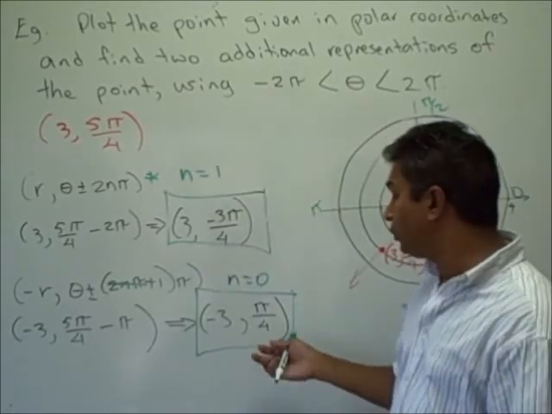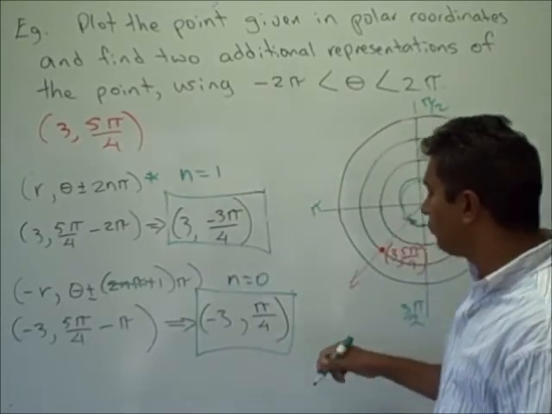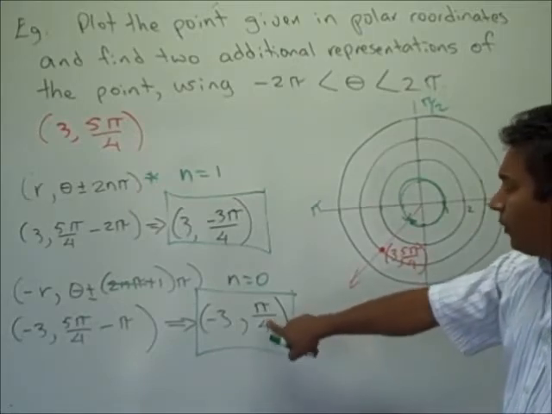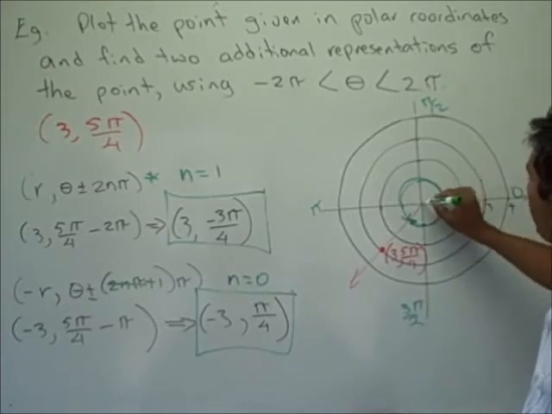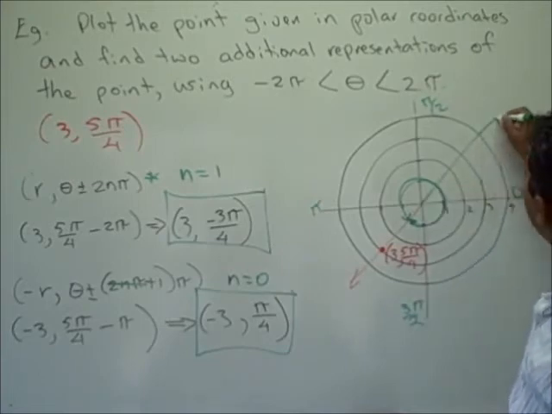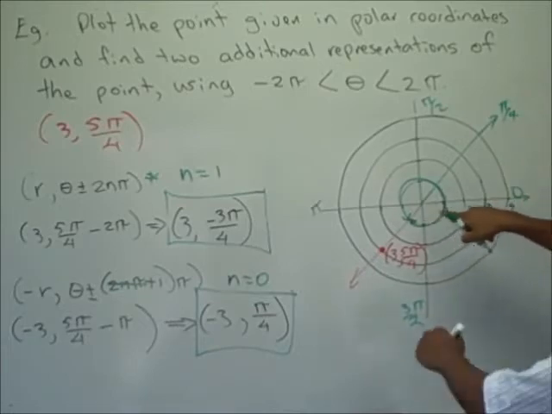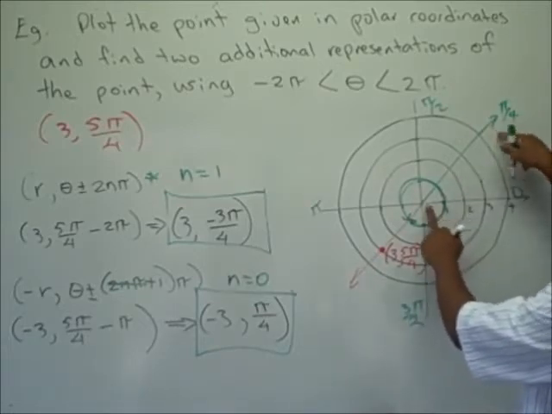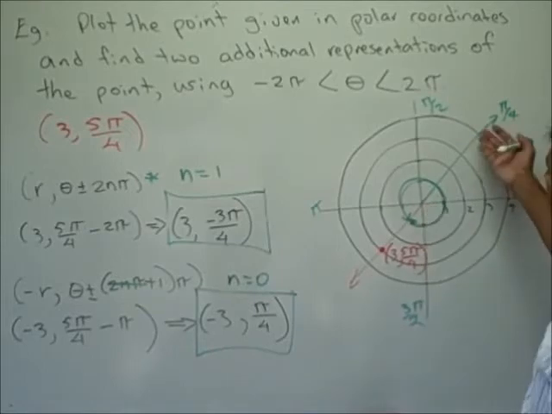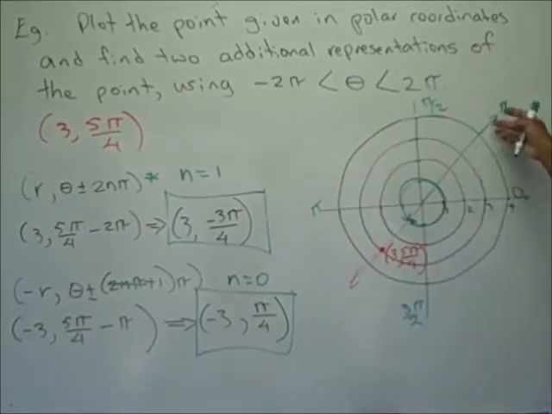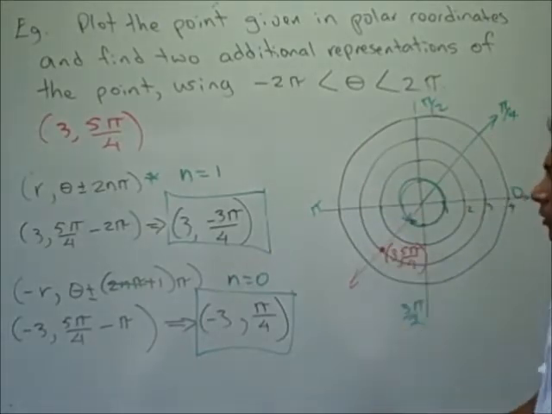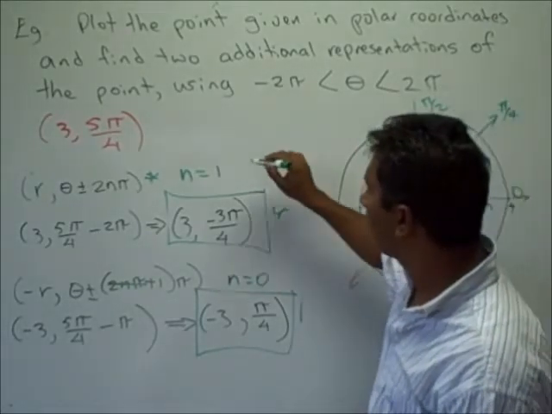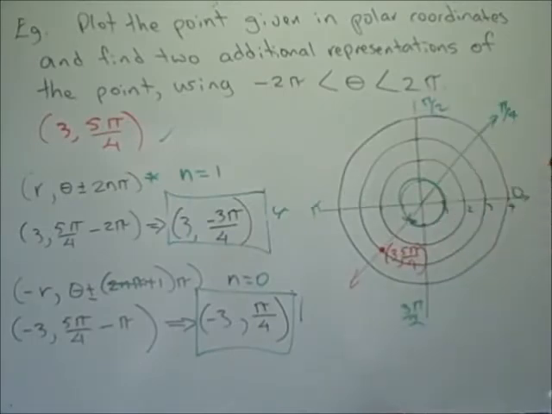And once again, we can prove that this is true. If we measure angle pi over 4, which will be in the first quadrant, so this is our angle pi over 4. So our r will be in this direction. Because it's negative 3, it's now flipped over in the opposite direction. So pi over 4 and negative 3 moves it back to here. So all three coordinates represent the same point.